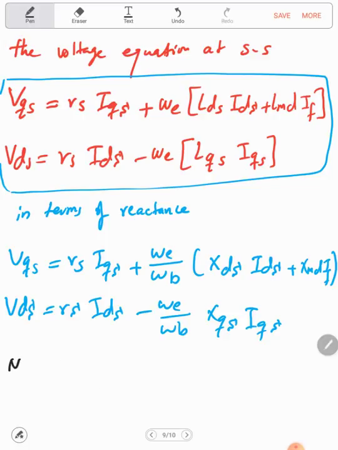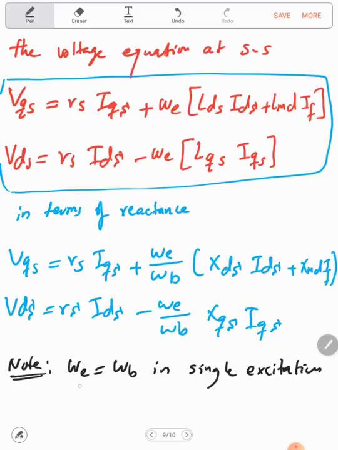Simply here I will write a note for you that omega_e is equal to omega_b in a single excitation system. So now we have the voltage equation at steady state.